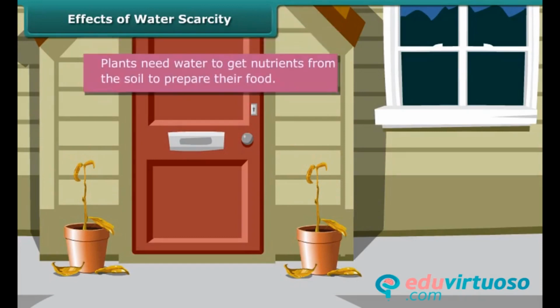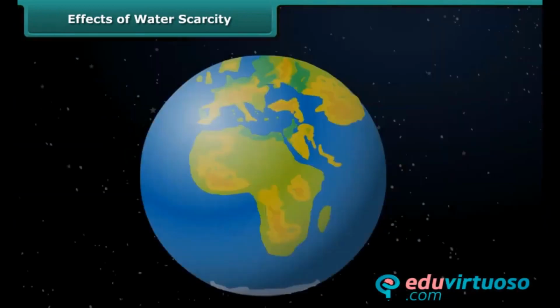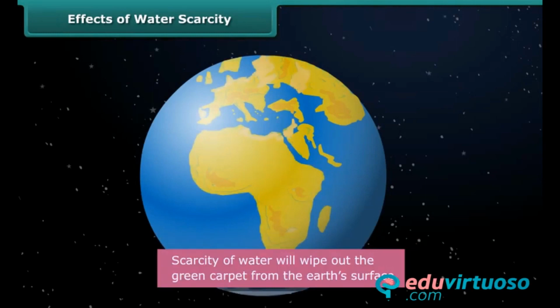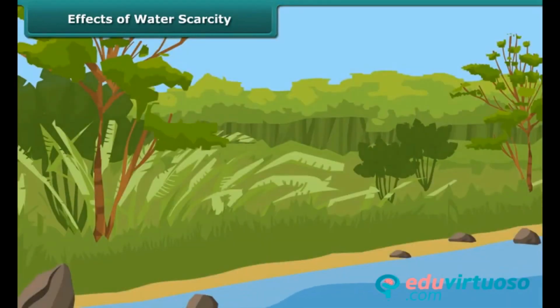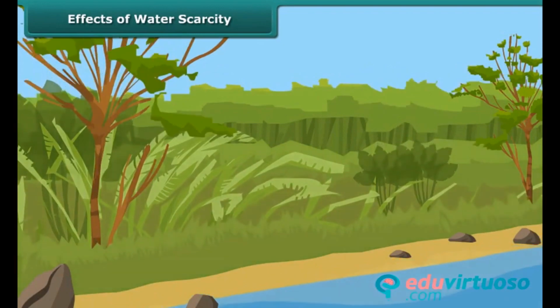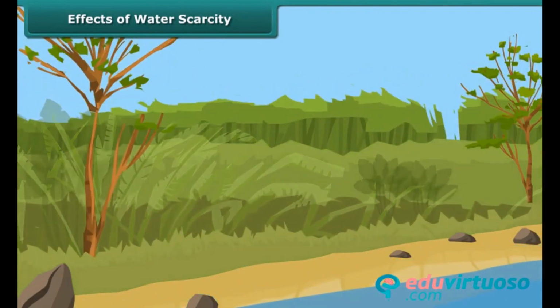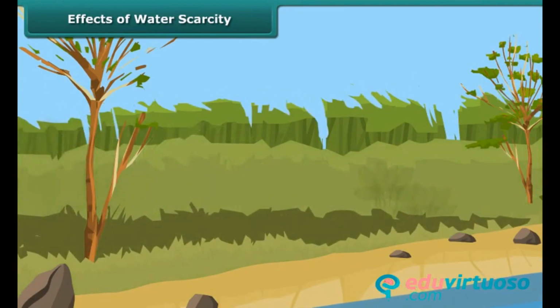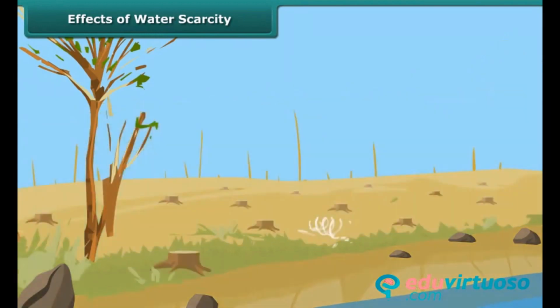Plants need water to get nutrients from the soil to prepare their food. Non-availability of water causes them to wilt and ultimately die. Thus, the scarcity of water will wipe out the green carpet from the earth's surface, resulting in less rainfall and also reduced oxygen supply. Loss of plants and trees also means loss of food. Thus, prolonged scarcity of water will make survival of every life form impossible on earth.